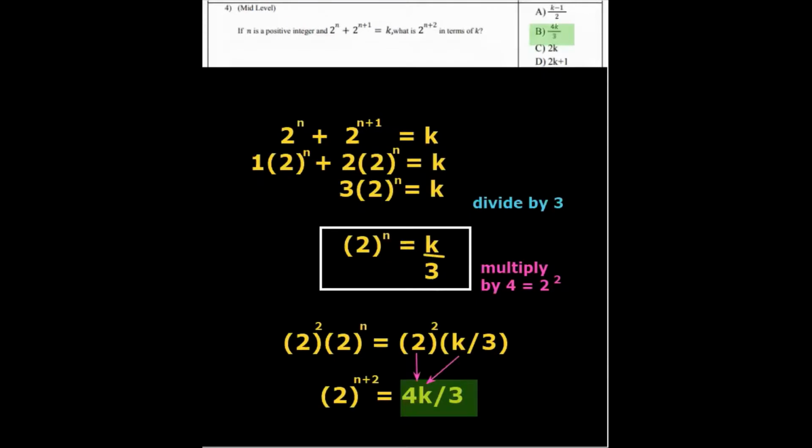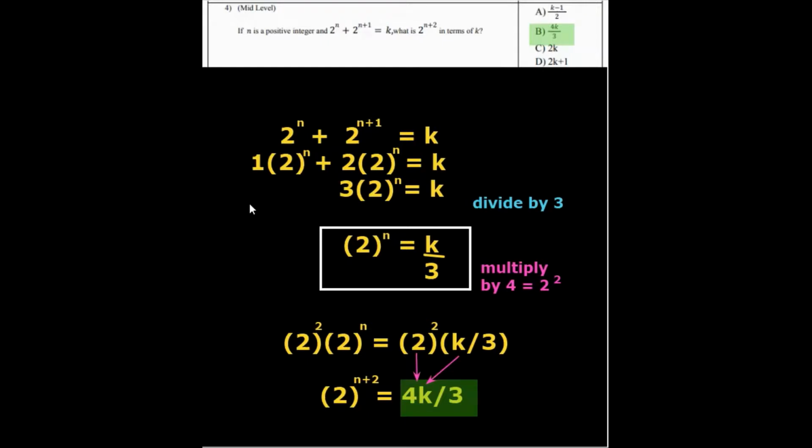Question 4. I thought this was the most difficult question of the set of 5. It reads, if n is a positive integer and 2 to the n plus 2 to the n plus 1 equals k, what is 2 to the n plus 2 in terms of k? Well, this has to do with a clever factoring skill. What we'll do is we'll take 2 to the n plus 1 and rewrite it as 2 to the 1 times 2 to the n.